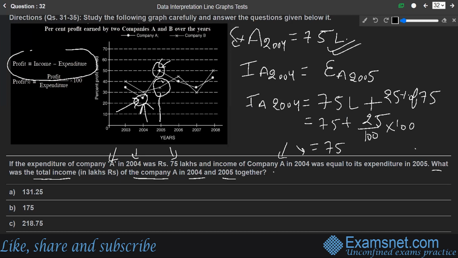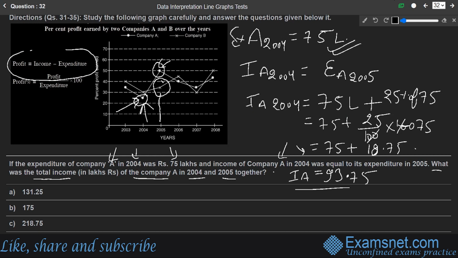If we calculate this further, 25% of 75 is 1 by 4 of 75, which is 18.75 rupees. So it is 75 plus 18.75, which makes it equal to 93.75. So this is the income of A in the year 2004, 93.75. Now let us come down to finding out the income of A in 2005.